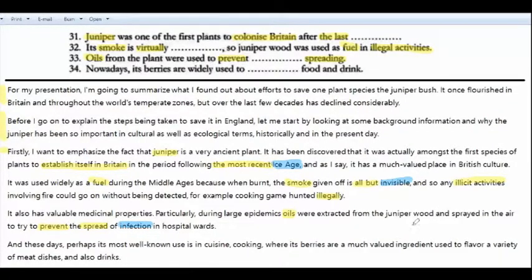And then moving on to 34, its berries are widely used to blank food and drink, some kind of verb for food and drink. We see cuisine, cooking, okay, related to food and drink, right? As I told you, we probably won't hear the word food and drink. We'll hear something else. It's berries. Oops, sorry, I used the wrong color there. Let's go back to yellow. Cuisine, cooking, berries. And we have meat dishes and drinks here.